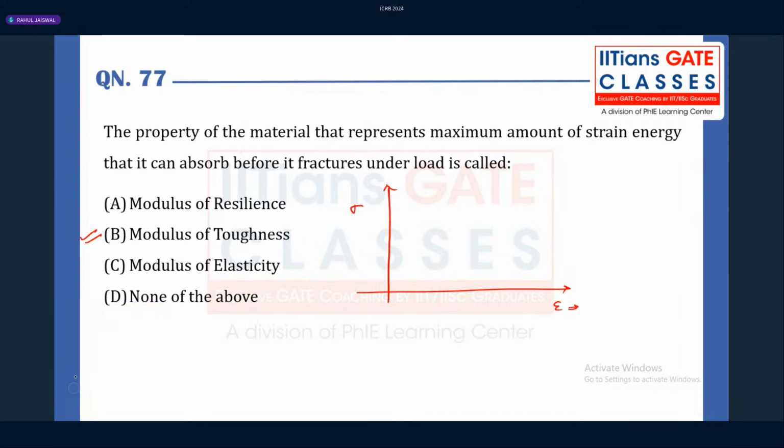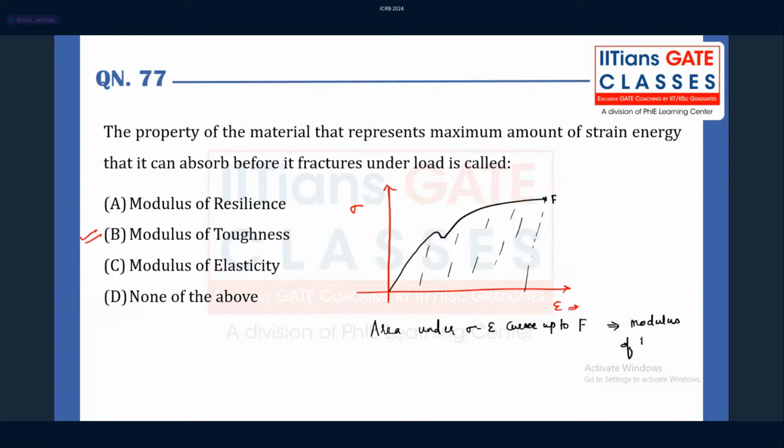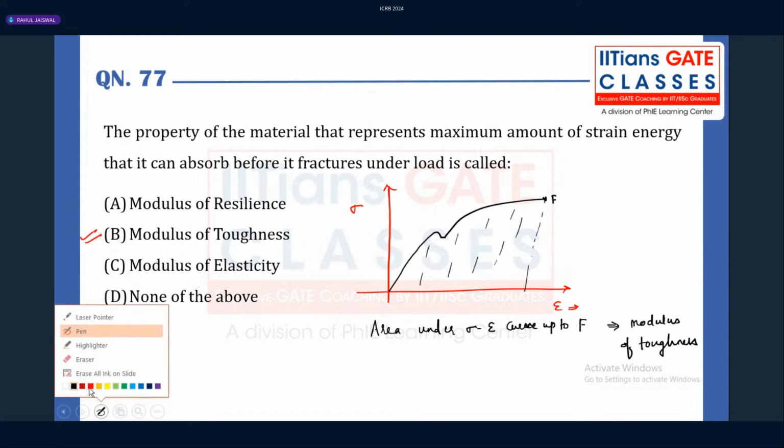If you plot for any ductile material, for example, up to the fracture point, whatever the energy which is getting absorbed, the area under this curve, area under the stress versus strain curve up to F will be the modulus of toughness. What is the modulus of resilience, guys?